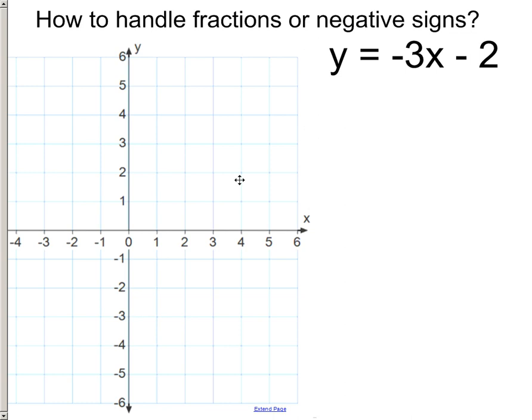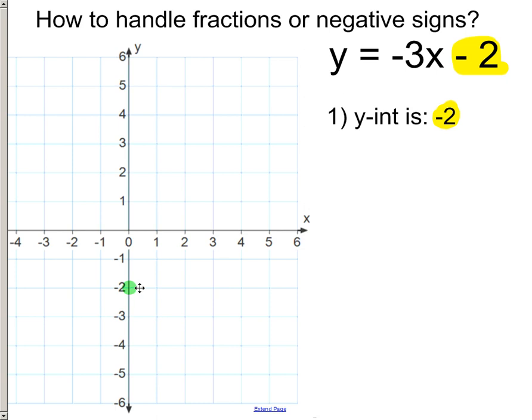So how do you handle fractions and negative signs? That's usually what starts to cause some problems for people. So let's take a look at this real quick. It's the same thing though. What is your y-intercept? In this case, it is negative 2. You have to steal the sign in front of it. So where would you put a dot? It's not at positive 2 on the y-axis. You'd have to come down and put a dot at negative 2 on the y-axis.